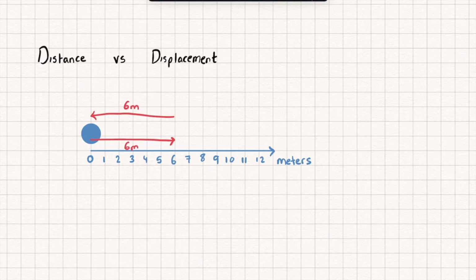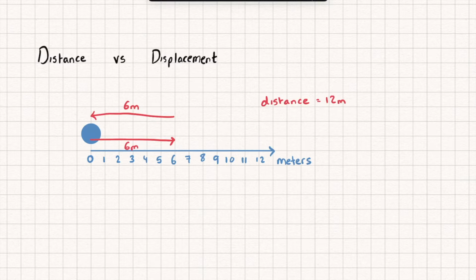And so if I wanted to talk about the distance the particle travelled, well, hopefully you can see, well, it's 6 meters to the right plus the 6 meters to the left. The distance this particle travelled is 12 meters. Okay, so let's write down 12 meters. And that's a scalar quantity, that's just how far it's gone.